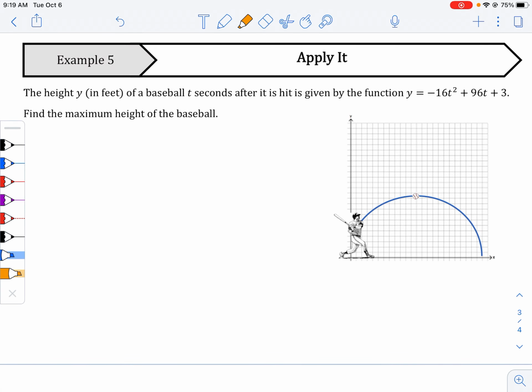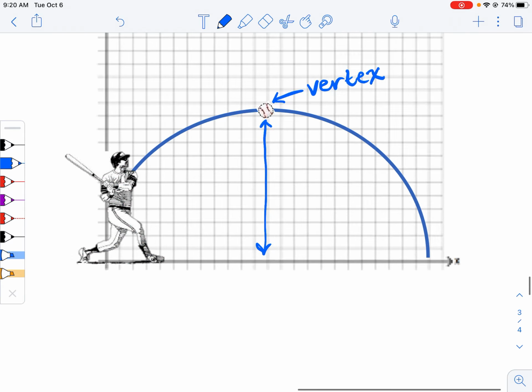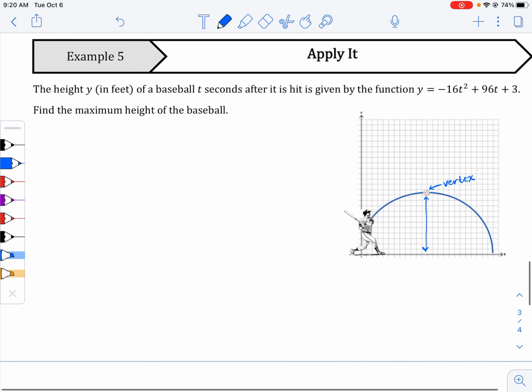So recall we can use quadratics for distance formulas, and oftentimes these story problems, it's really handy to have them in vertex form. So the height y in feet of a baseball t seconds after it is hit is given by the function y equals -16 t squared plus 96t plus 3. So I want to put this in vertex form because I want to find the maximum height of the baseball. And if you think about it, the maximum height right here is coming from our vertex. It's the y of our vertex.